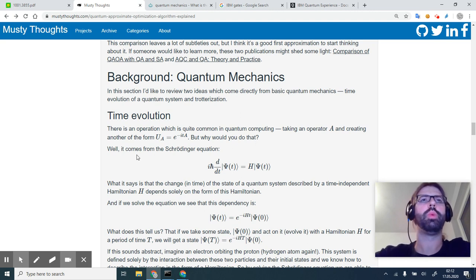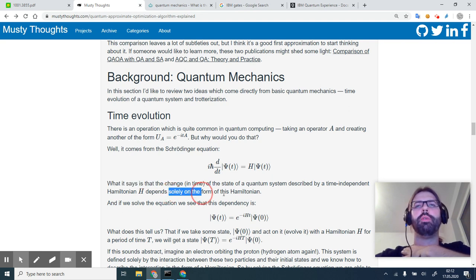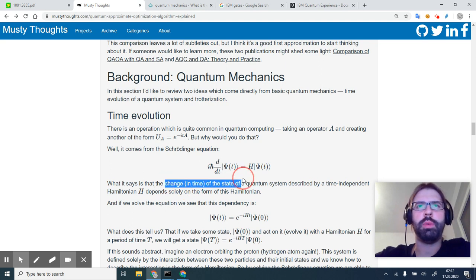But why do we do that? Well, it comes from the Schrodinger's equation. What it says is that the change in time of the state of a quantum system described by a time-independent Hamiltonian H depends solely on the form of its Hamiltonian. Let's reread that. The change in time of a state of a quantum system described by a time-independent Hamiltonian is only the form of its Hamiltonian. And if we solve the equation, we see that the dependency is this. This is the way the state evolves.